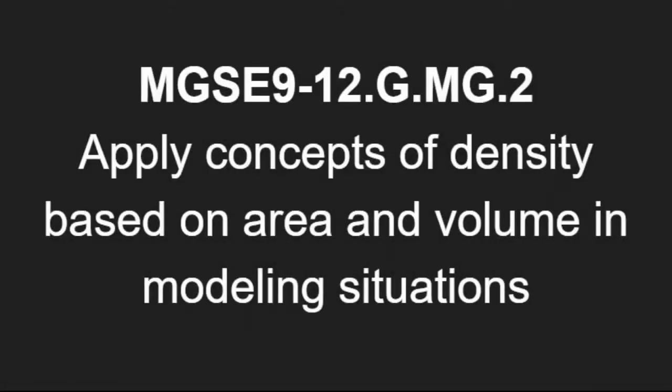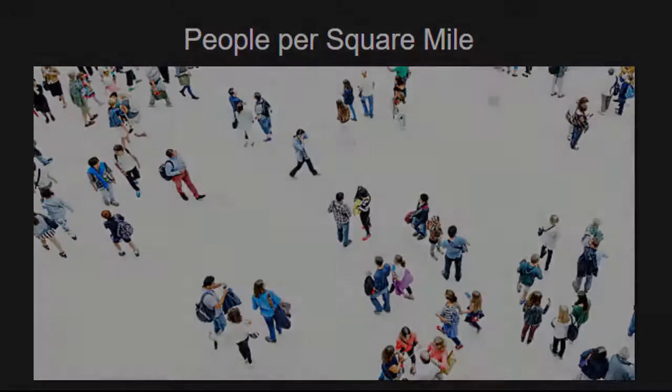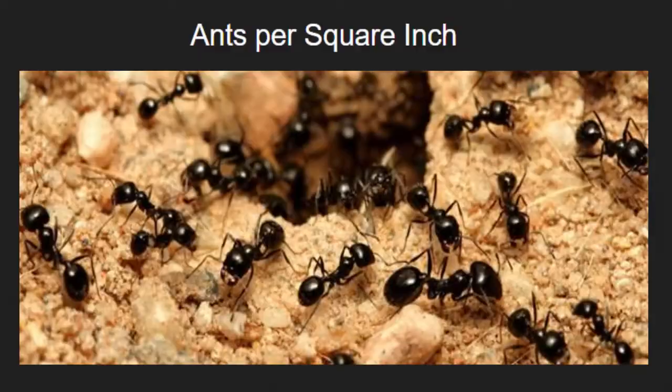Standard MGSE 9 through 12 G.MG.2: apply concepts of density based on area and volume in modeling situations. Examples that could be used to build understanding of this standard are population density, such as the number of people per square mile or the number of ants per square inch.